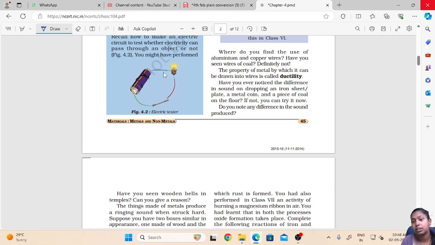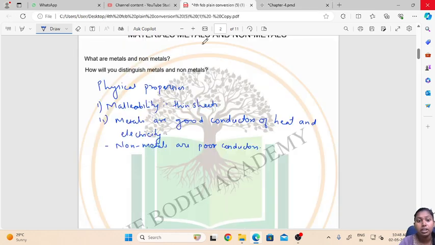What is ductility? It is the property by which a metal can be drawn into wires. So the third property is ductility. Through ductility, metals can be drawn into wires.